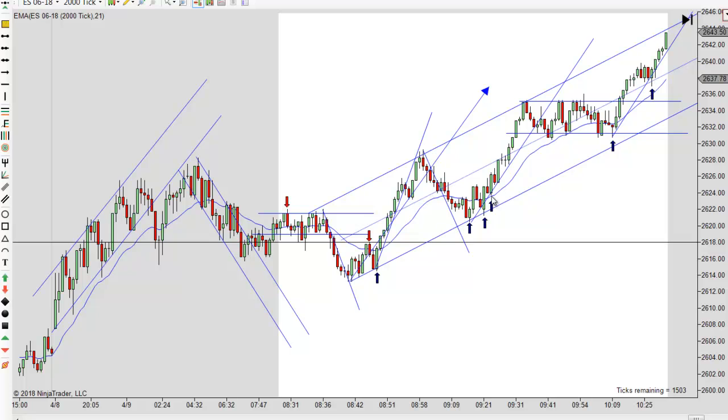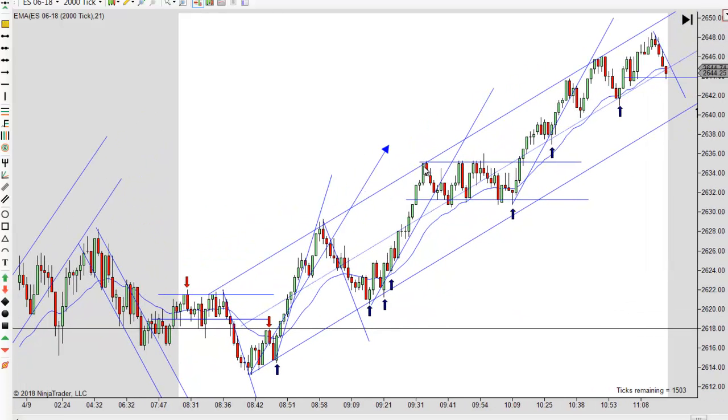Then you get that little turn down, and so you get a failed second entry short. Yet another chance to go long right there, and off it goes. It goes right back to the other side. Then we're working sideways, and you'd like to really see it get back to this trend line before you look for an entry, but this is a clear range across here.